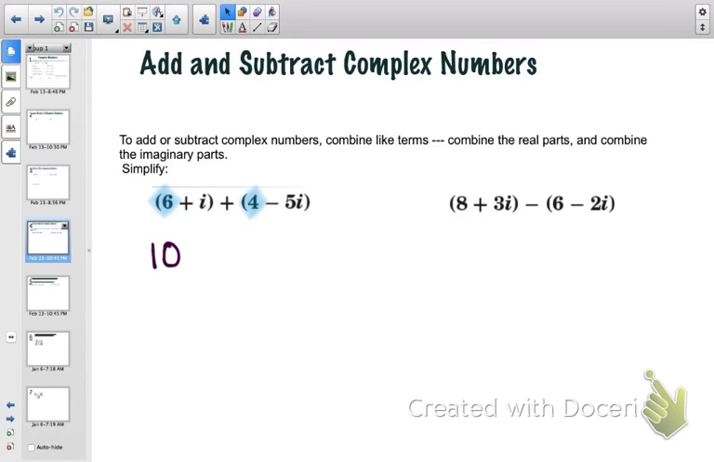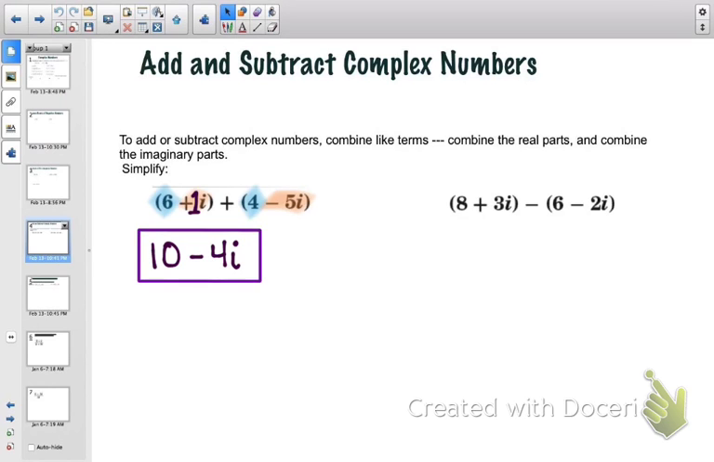6 and 4 add to 10. Then we have i and -5i. i is like a positive 1i, so I have positive 1, negative 5. That makes a negative 4. Keep the i. The i does not change with addition and subtraction, just like when we add and subtract polynomials.